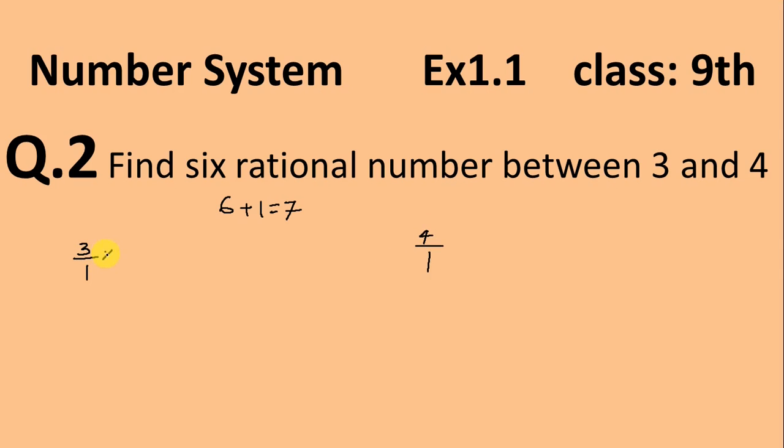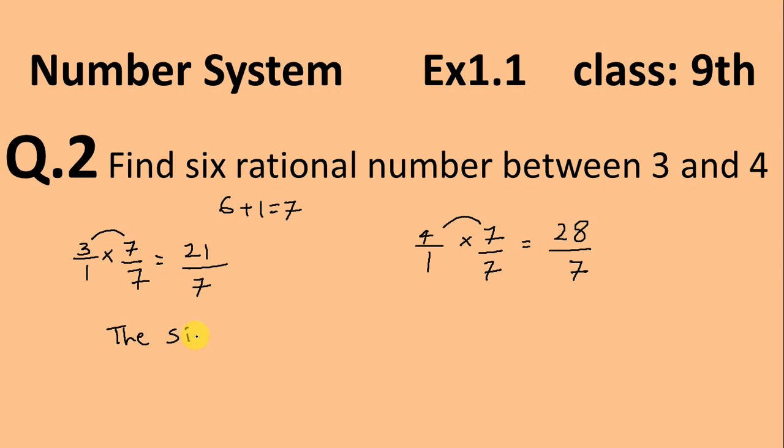Multiply 3 with 7. 7 by 7. Likewise, here also we multiply with 7. Multiply 3 into 7 is 21. 1 into 7 is 7. 4 into 7 is 28. 1 into 7 is 7.